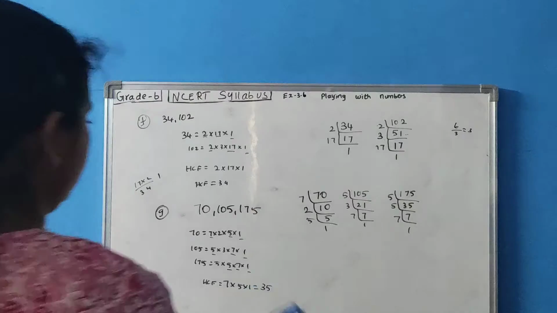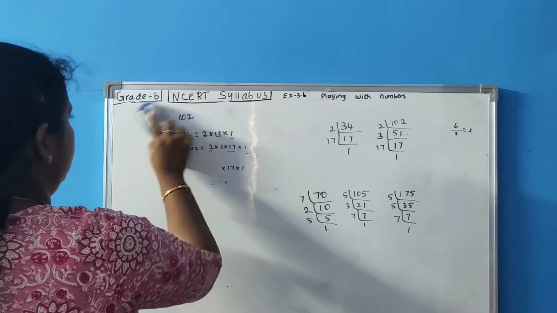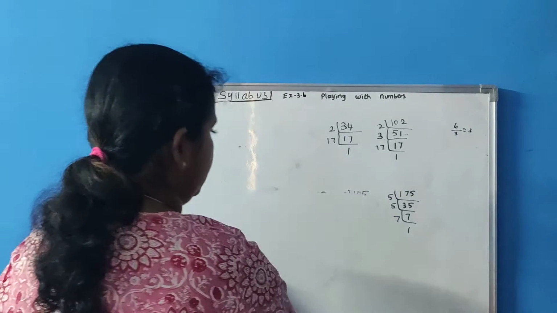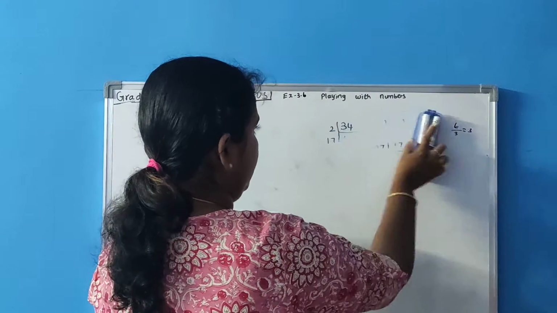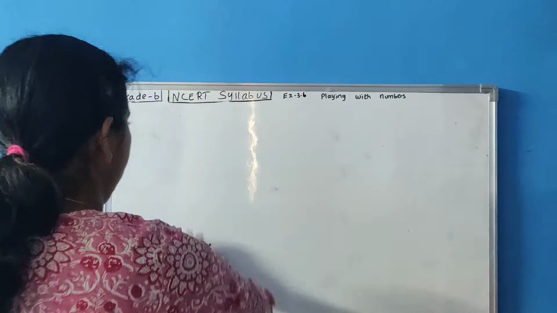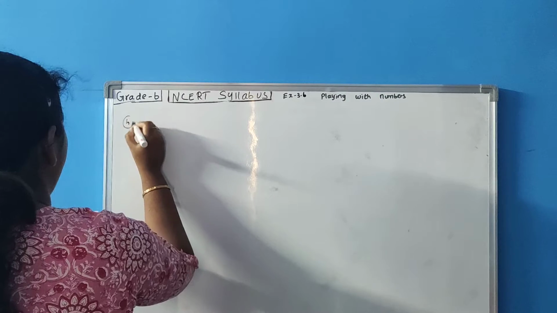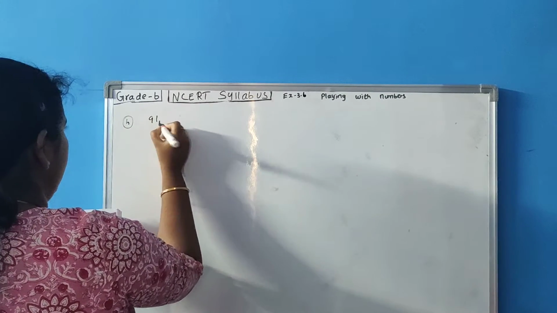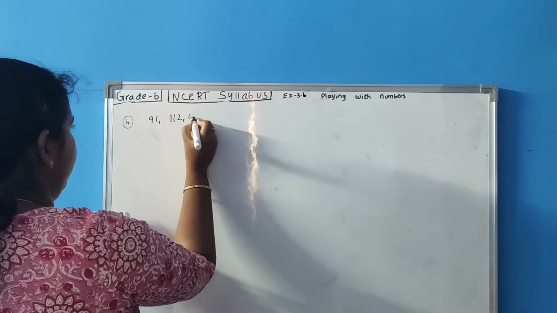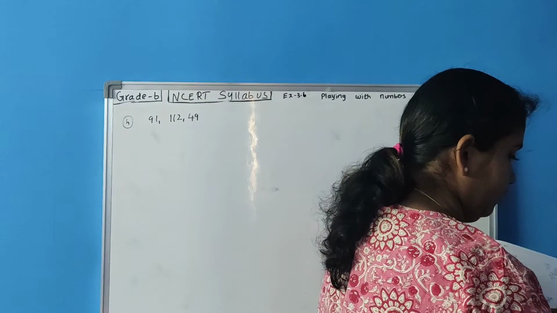Sorry, you have 3 more sums. We will see the 3 more sums. H, I and J sums are there, which are having all 3 numbers. That is not 2 numbers, having 3 numbers. H sum: 91, 112, 49. I'll change my pen. Just wait a minute.